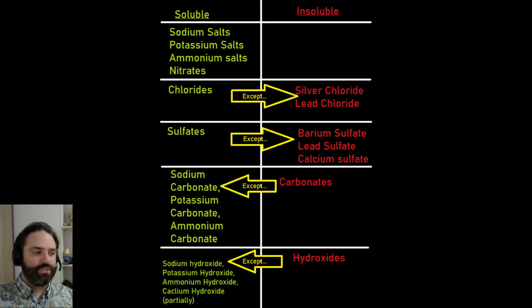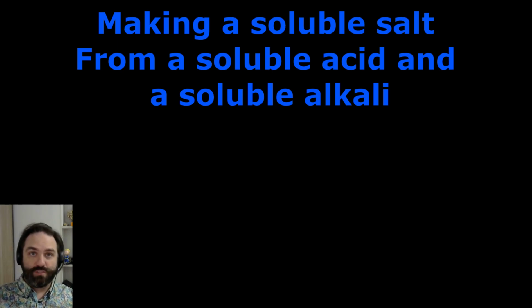Okay, so now we know which salts are soluble and which salts are insoluble. We can use that to determine the method for making the salt. And you will usually be asked to make clean, dry, pure crystals of a salt. There are three methods depending on the solubility or insolubility of the products and the reactants. The first one is where everything is soluble, where you're making a soluble salt, so a salt that dissolves in water, from two soluble reactants, so an alkali and an acid.